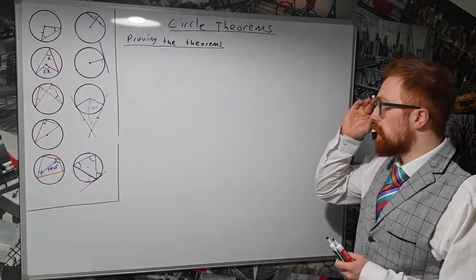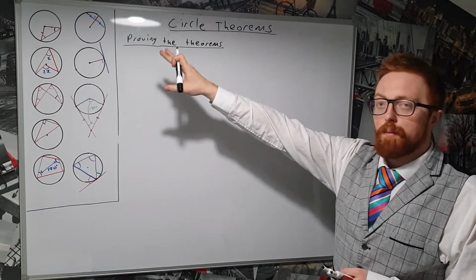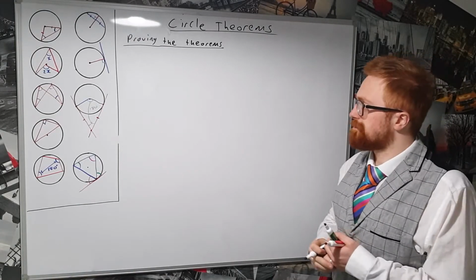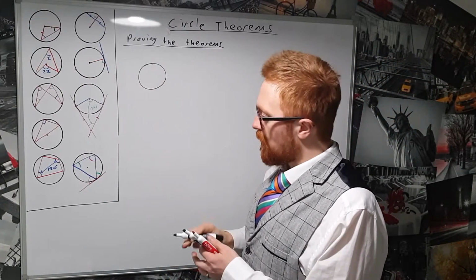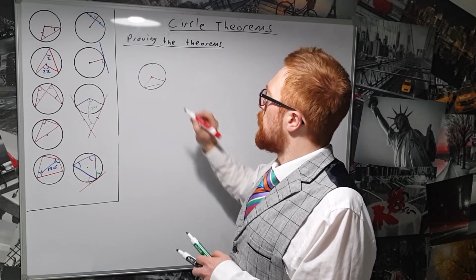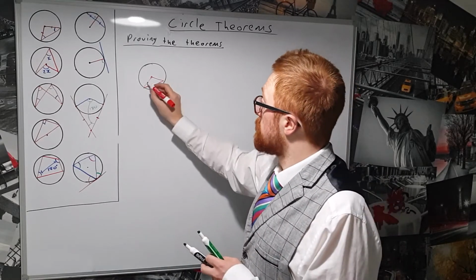Hi there, in this video we're going to prove all of the circle theorems. We're just going to start at the top left and work our way down and across until we've proved them all. Let's start with this first one. This first one's rather easy to prove because it almost follows from definition, but what we will do is formalise it into a proper proof.